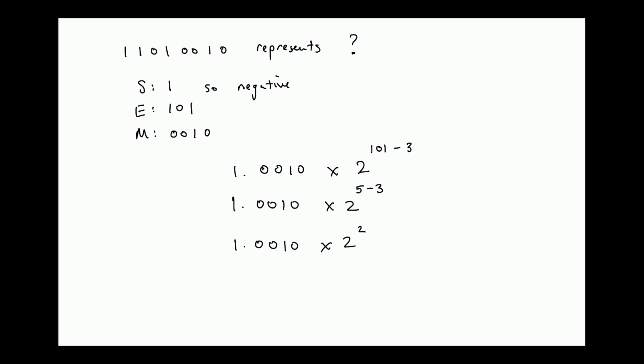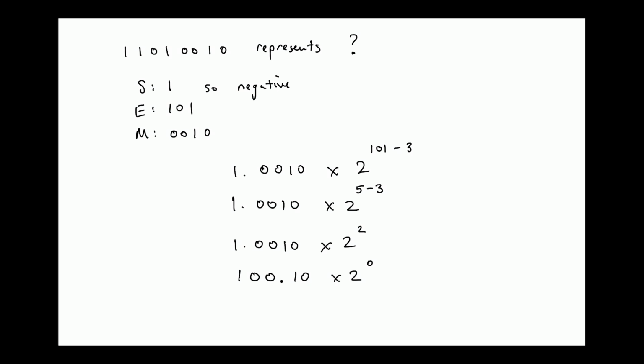Okay, multiplying by 2 squared is how many shifts of the radix? 2. And which direction? To the right. Okay, because remember, going to the right is like multiplying by 2, and going to the left is like dividing by 2. Same thing as at Coles. Okay.